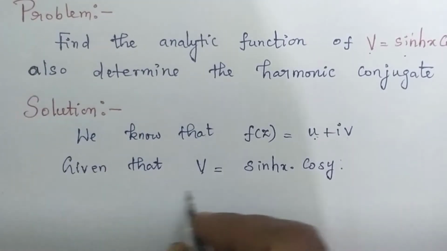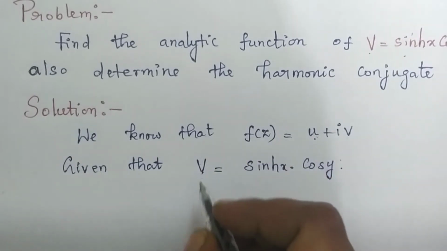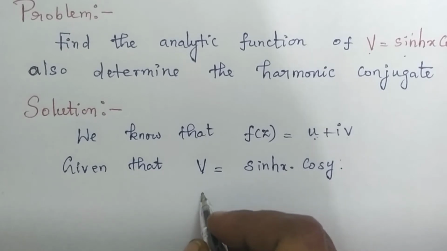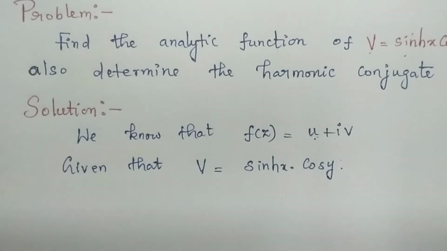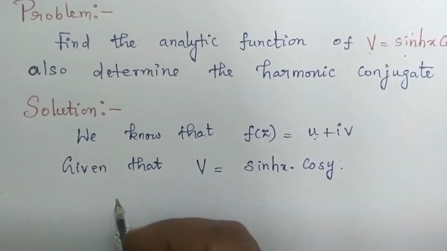Now we are going to find the analytic function f of z. In the previous videos I have shown there are 4 steps for finding the analytic function f of z. Step 1: according to the real part or imaginary part, we have to choose the formula for finding f dash of z.